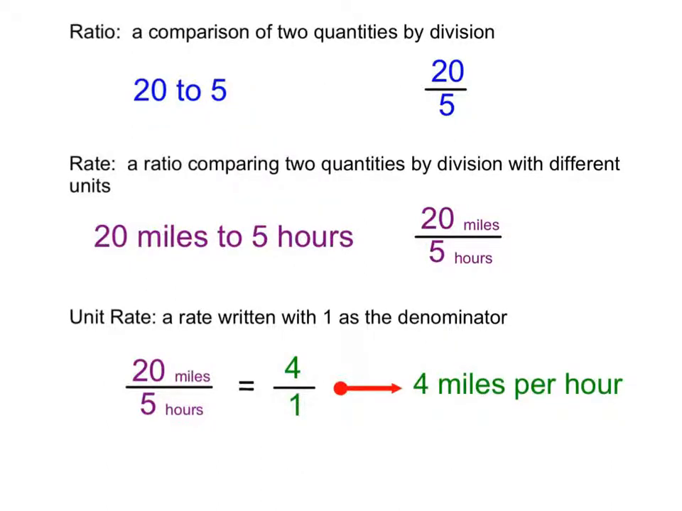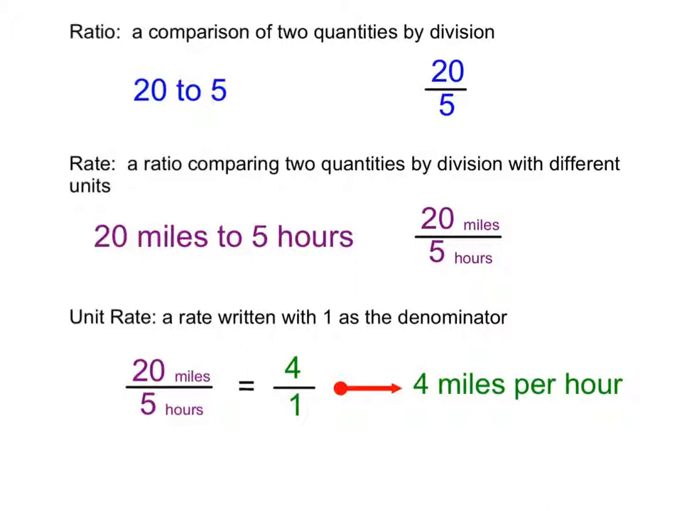Together we're going to review what a ratio, a rate, and a unit rate is. So remember that unit rates and rates are ratios. They are a comparison of two quantities by division. So if I had something that was 20 to 5, I could write it as 20 over 5 in fraction form.